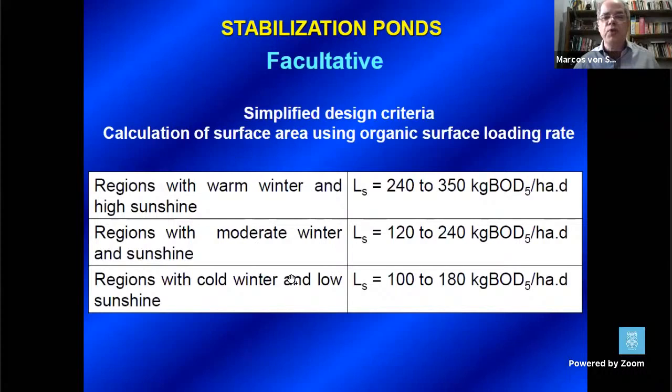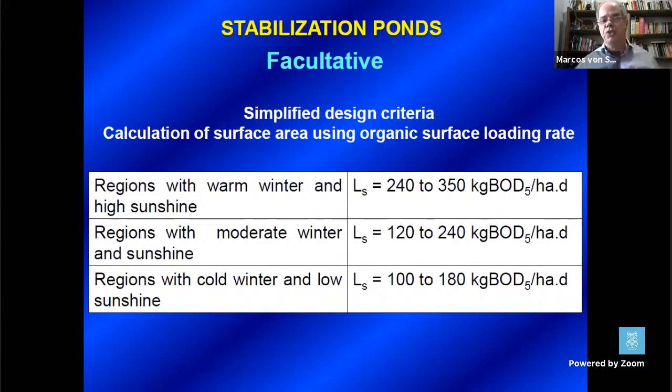We will not have time to discuss the values, but just as a reminder, the first thing we calculate when we design facultative ponds is the required surface area. And we use the concept of organic surface loading, so BOD loading rates, in terms of kilograms of BOD per hectare of surface area per day. Depending on the climate you have, this is for our regions, okay? So if you have warm winter, you can apply a higher loading rate. So each hectare of surface area can receive a higher BOD load between 240 to 350 kilograms per day. If you have a cold winter and low sunshine, you can apply a lower load per unit area. In other words, to treat the same wastewater load, you will require larger areas.